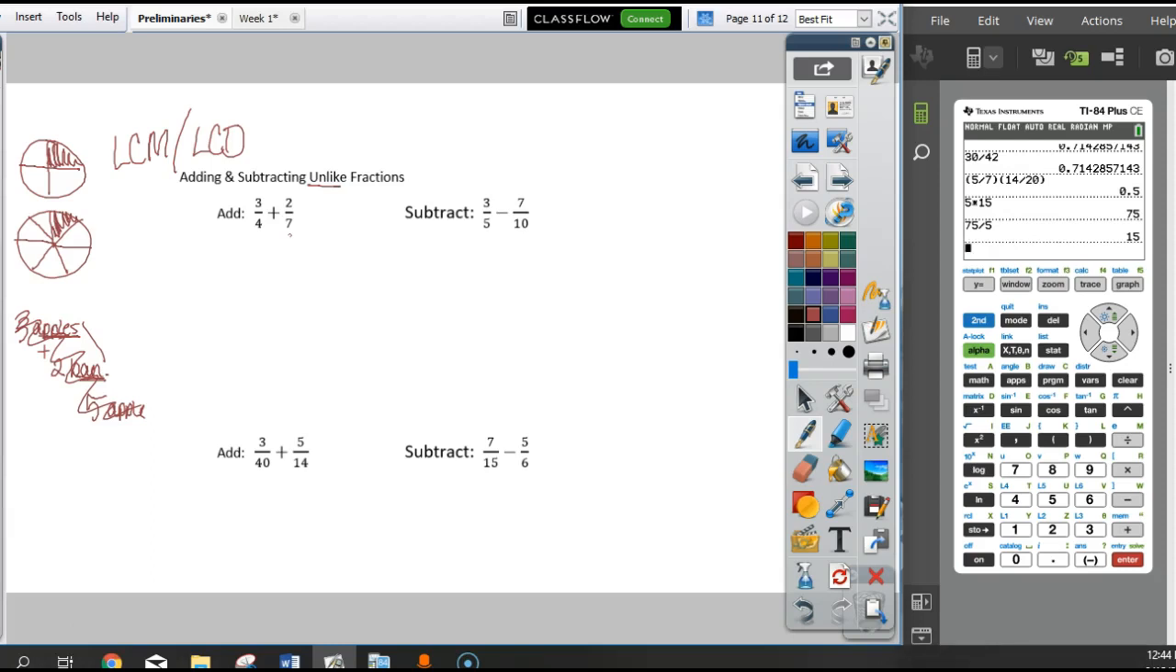So we need to find a number that 4 and 7 both go into, and we want to keep it small just to keep our numbers reasonable. And so you could list your multiples of 4: 4, 8, 12, 16, 20, 24, 28, list your multiples of 7: 7, 14, 21, 28. There we go. Our least common multiple is 28. So instead of thinking of these as 4ths and 7ths, we're going to turn them into 28ths.